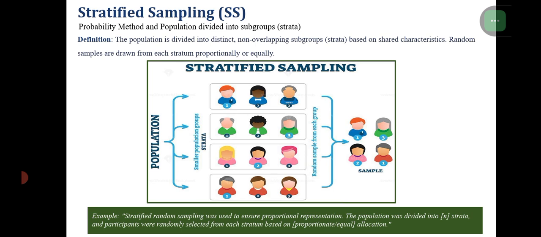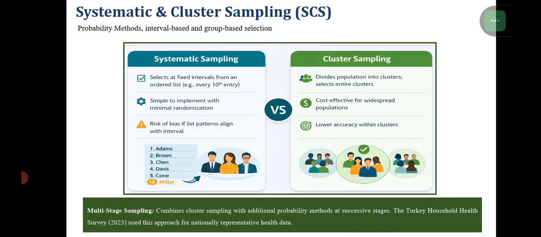So whenever you have a population and you are interested in a certain subgroup, you want to really know what's happening in those subgroups, then the best choice is the stratified sampling method. We have systematic and cluster sampling. In systematic sampling, participants are selected at fixed intervals from an ordered list.